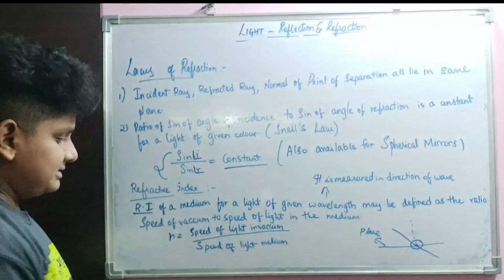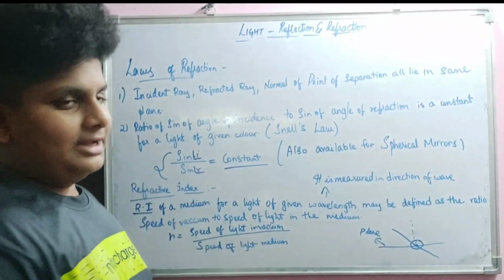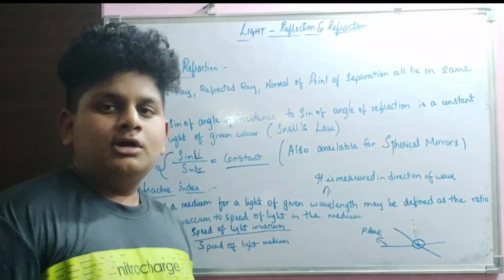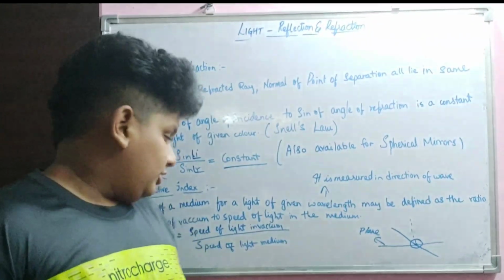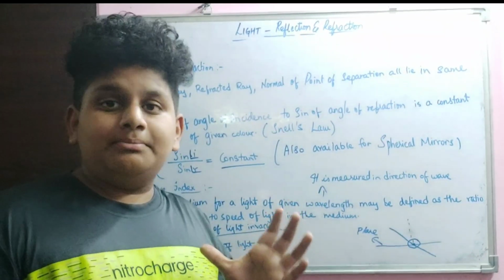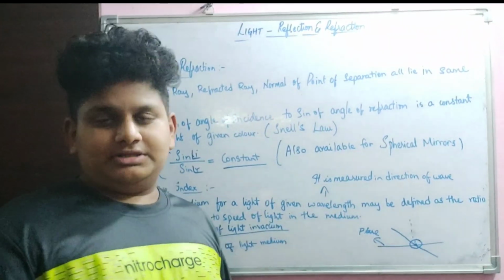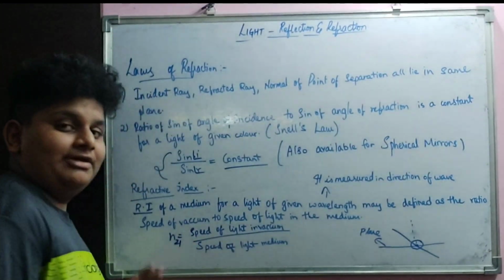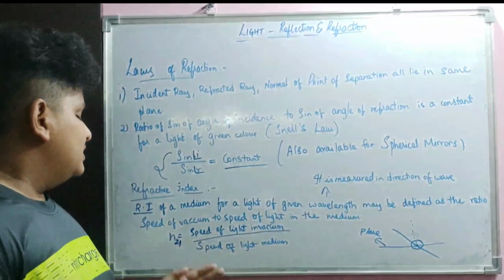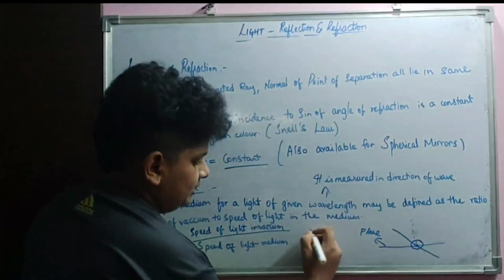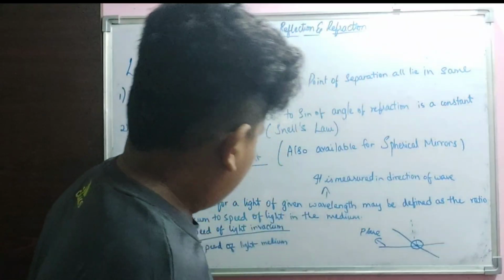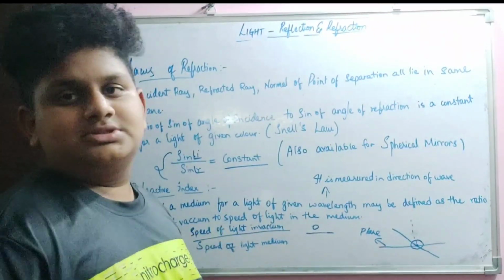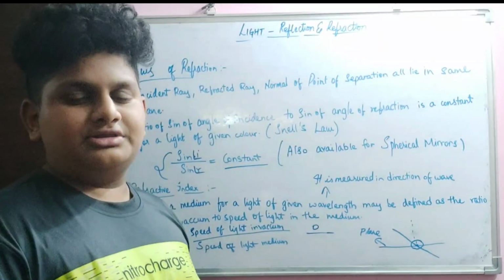Let's get here. The formula is n is equal to speed of light in vacuum by speed of light in medium. n is the refractive index, and this would usually be written as n suffix 21. You will be given the values for some mediums in the coming video in this topic, and you will know the speed of light in many mediums then.